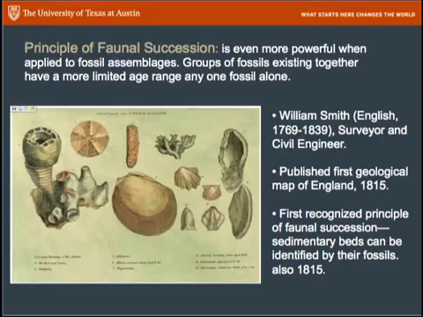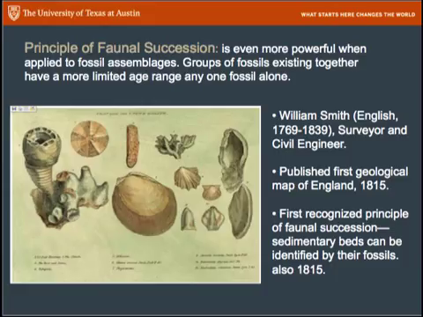He published the first geologic map of England in 1815, and he was the first to recognize the principle of faunal succession, that sedimentary beds can be identified by their fossils, something also that he published in 1815. He was the person who, in fact, identified many of the geologic eras and helped name them early on.